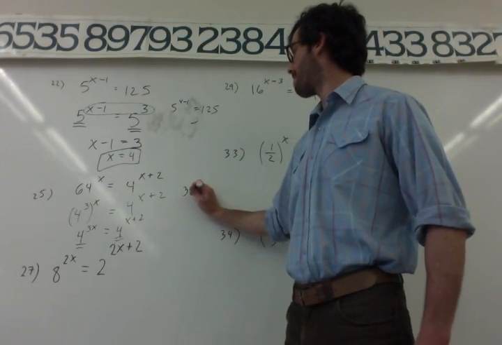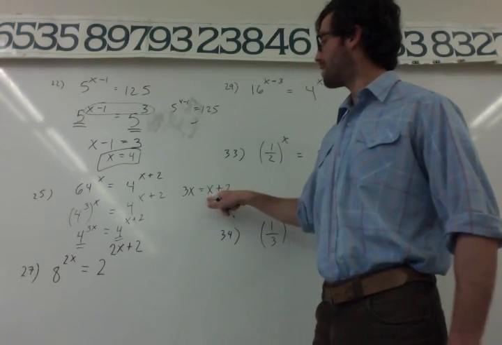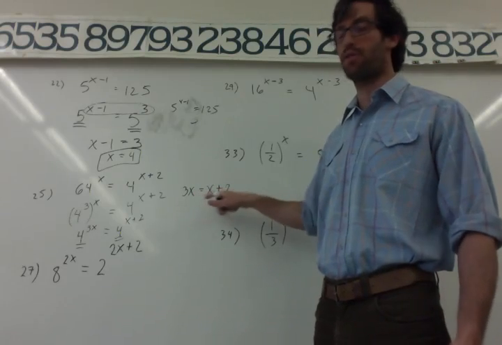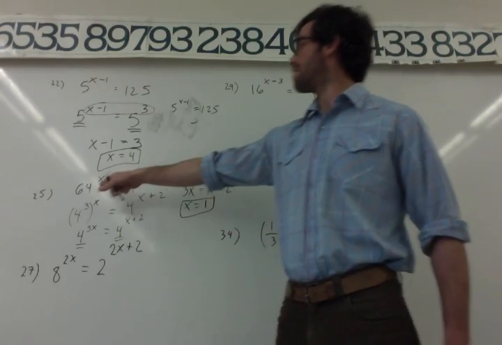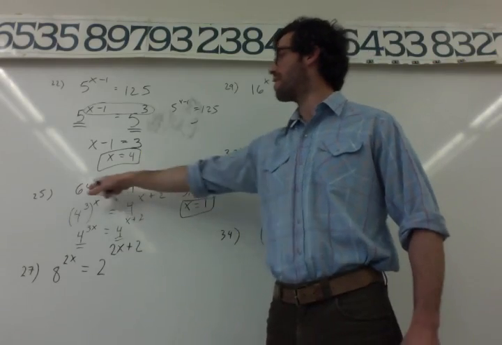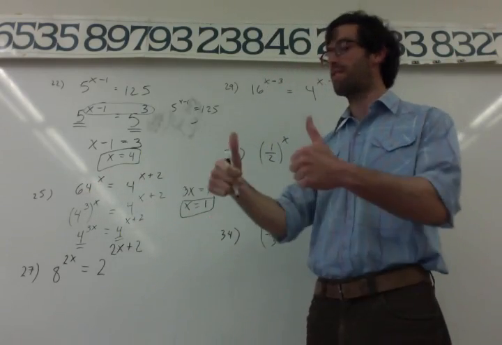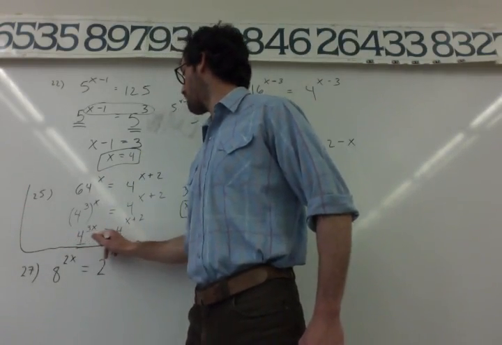3x equals x plus 2. Taking away x, we get 2x equals 2, so x equals 1. And we can plug that in. 64 to the first equals 4 to the 1 plus 2, 4 to the third. 64 to the first equals 4 to the third. That's true. So that was one problem.